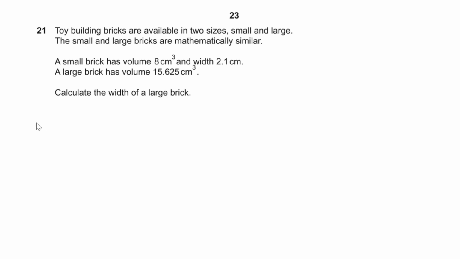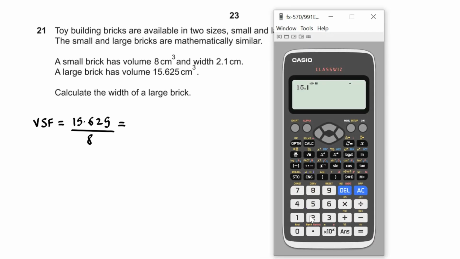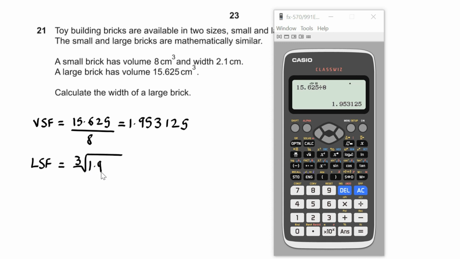Well, what we can do is find the volume scale factor. Here we've got the volume of the big shape, 15.625, divided by the volume of the small shape, 8. So we've got 15.625 divided by 8, which is 1.953125. And therefore, for the length scale factor, we have the cube root of 1.95, etc. The cube root of this is equal to 1.25. So that's the length scale factor.